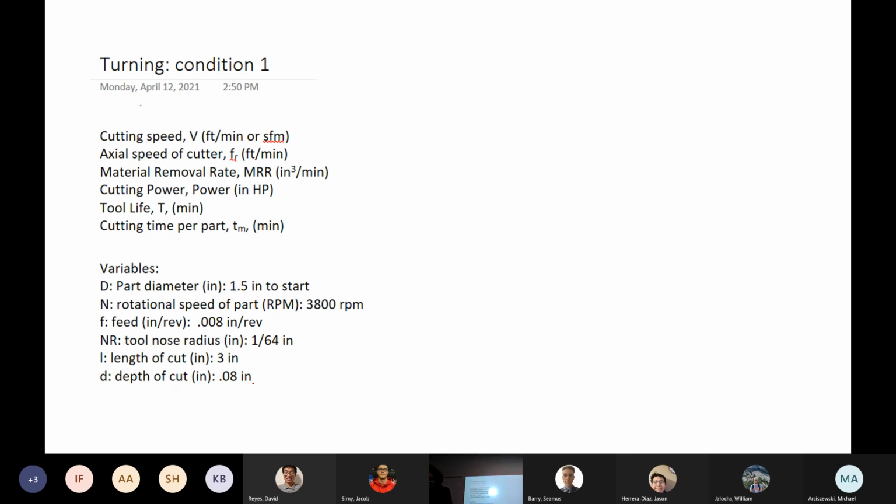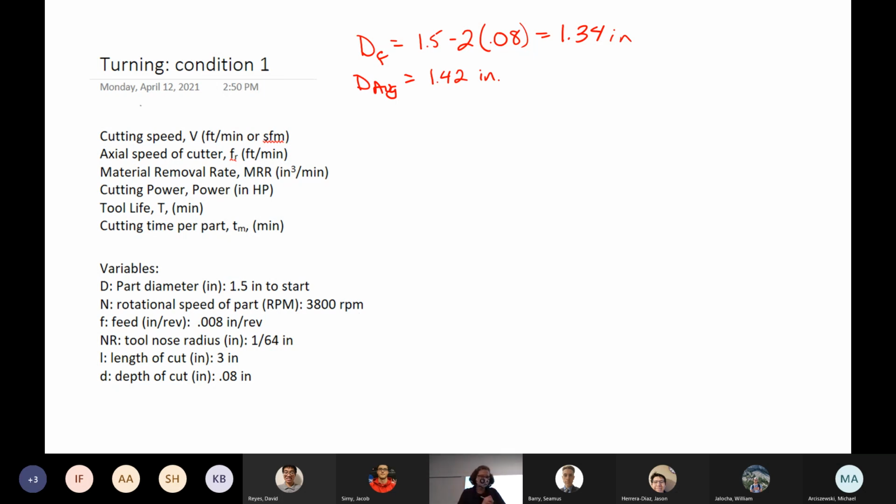Okay, so let's go through some of this. First, let's look at our diameter. Our final diameter is going to be 1.5 minus 2 times 0.08, which is equal to 1.34 inches. And our average diameter is 1.42 inches. A lot of times we just use the average because we have to recognize that the diameter does change throughout the operation.